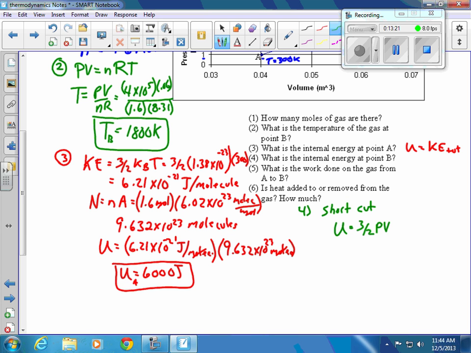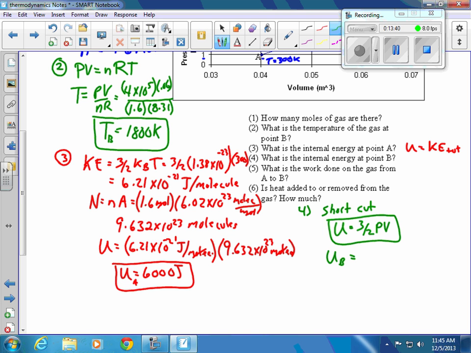Another reason is this equation, U equals 3 halves PV, is not on the reference table. So you're going to have to know that it exists and memorize it when you get to the AP exam, because you can't find it on the reference table. You can always do it this old way, even though it's longer. But for the shortcut, you're going to see how much easier it is.